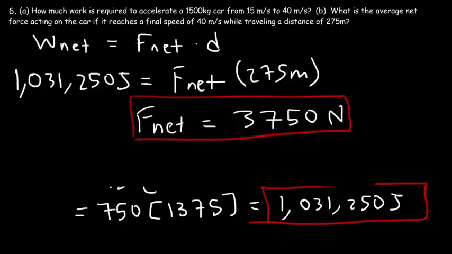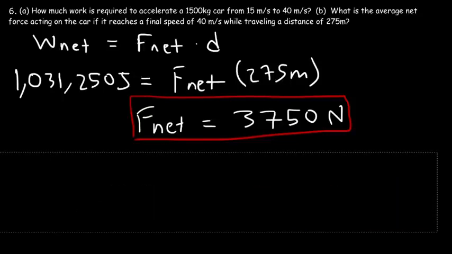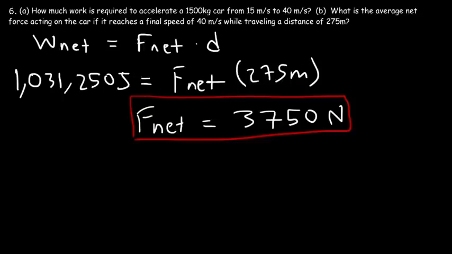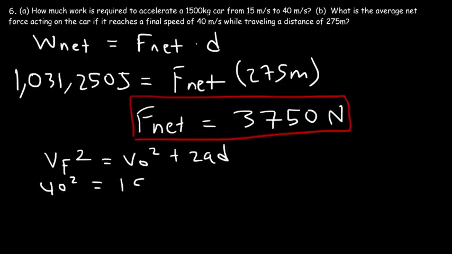So let's see if we can get this answer using another technique. The second way in which we could calculate the average net force is using kinematics. We need to find the acceleration first. So let's use this formula to calculate the acceleration. The final speed is 40, the initial speed is 15, and the displacement is 275.